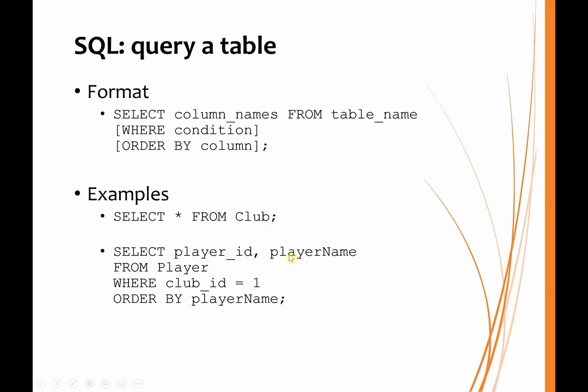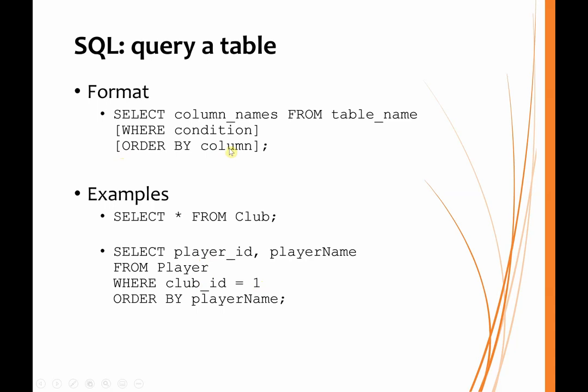So for example, select player ID and player name from player where the club ID equals 1. So it's only going to return those players who are associated or related to club 1. So if there are 5 players in club 1, that will return 5 rows.